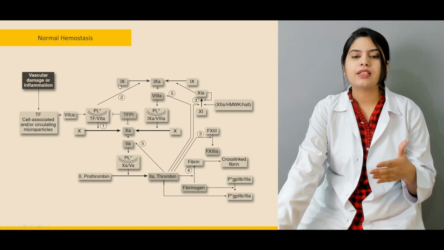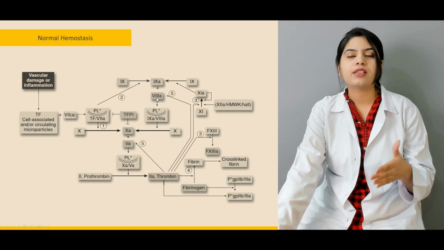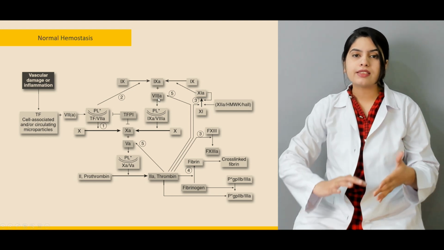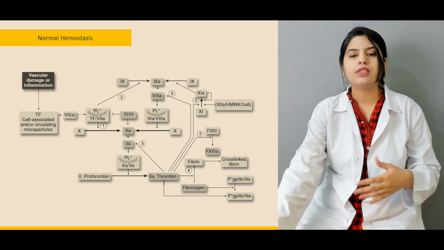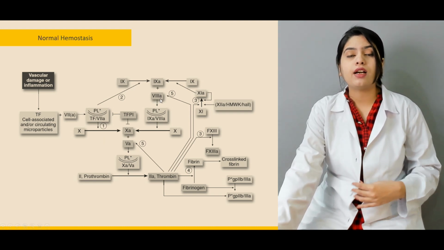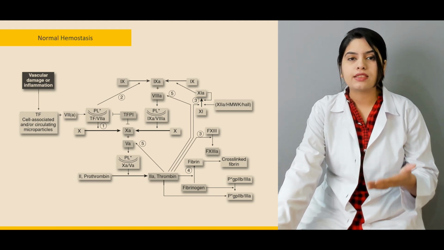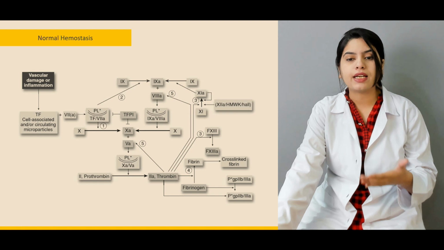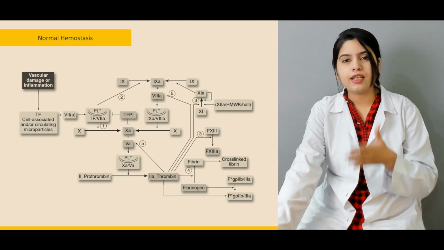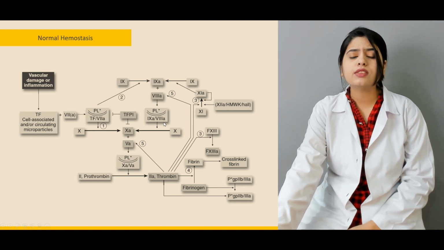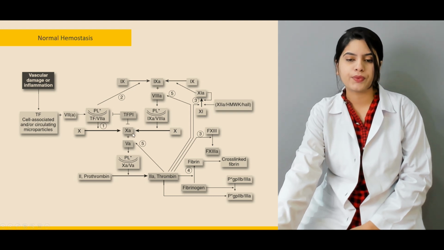Now, once the factor 9 is activated to 9A, it will combine with the factor 8A. Here the second complex is going to form. The factor 9A will combine with the factor 8A, and together they are transferred to the phospholipid surface to form the second procoagulant complex, that is the 9A factor 8A complex. Now, this complex again is going to activate the factor 10 to 10A.